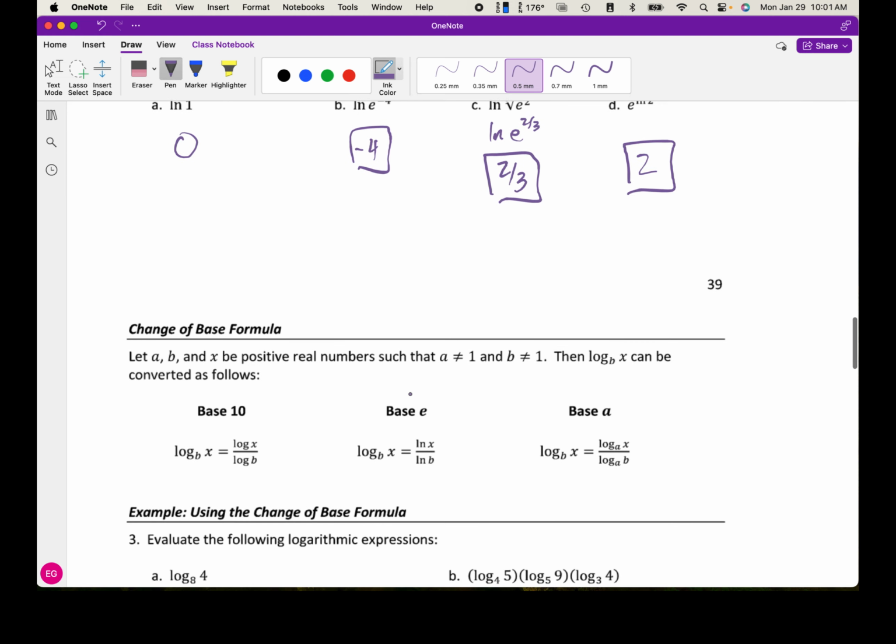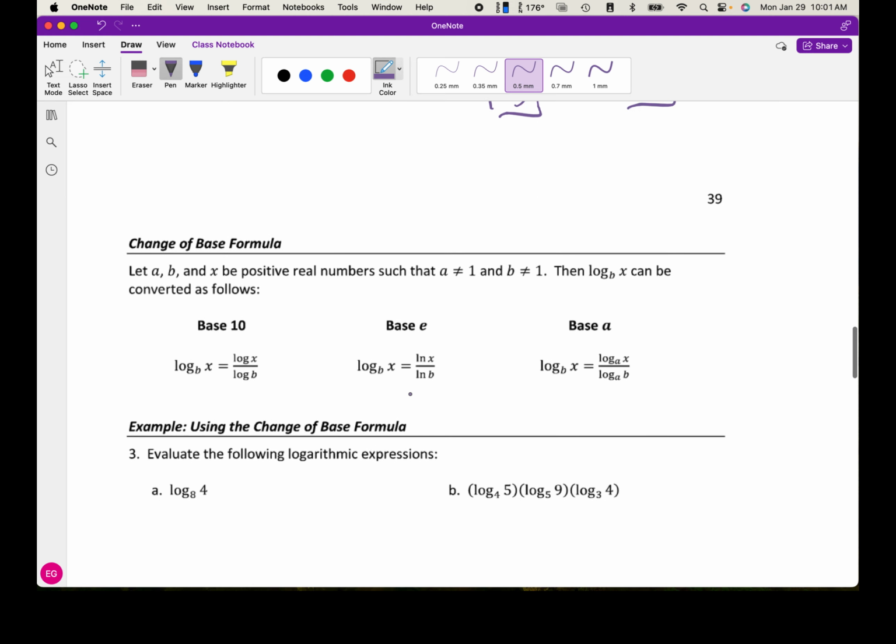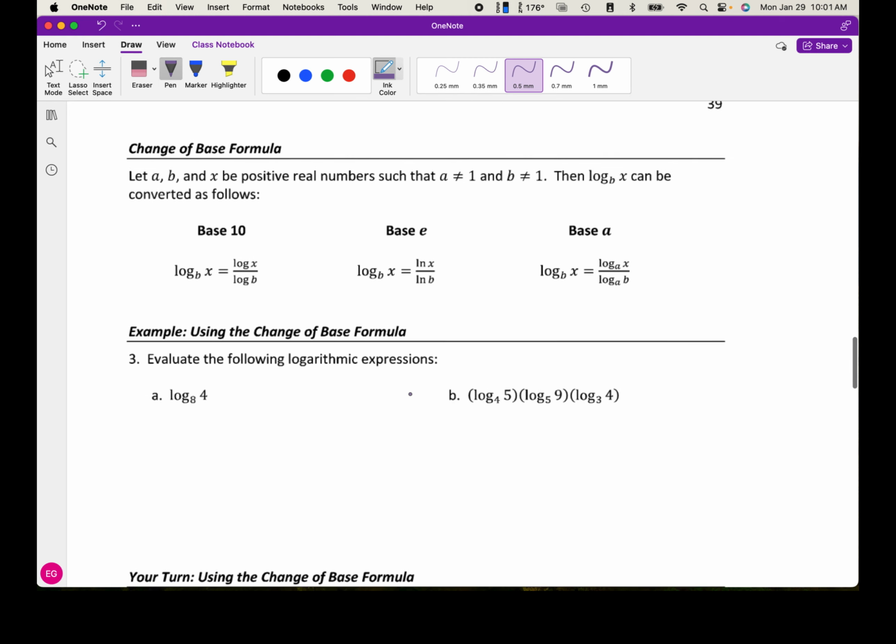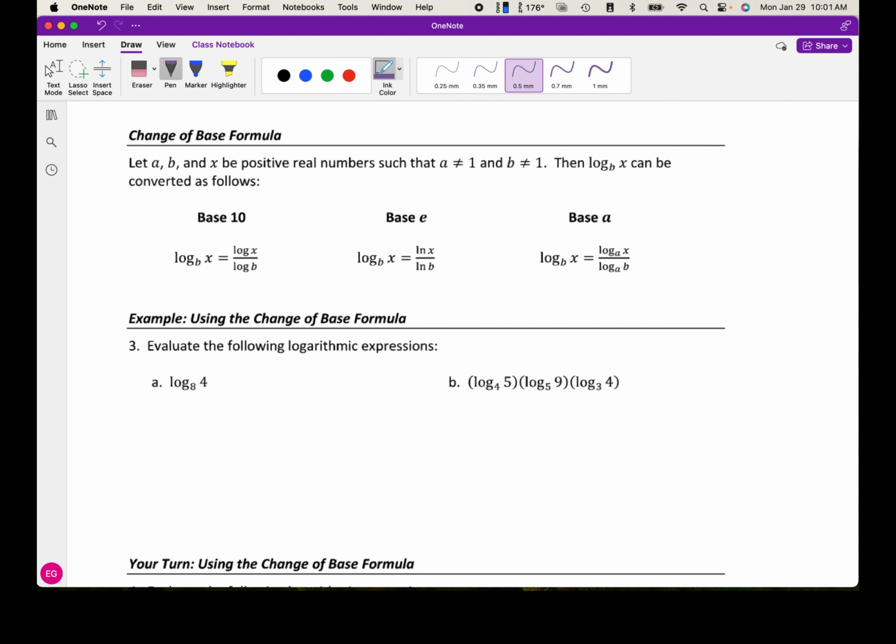Right, so that is our talk about the natural number e. So we have our natural exponential and our natural log, ln. And now what we're going to focus on is how to change the base. So here we have base 10, base e, and then base anything we want. What we can do is take log base b of x and split it into anything we want.